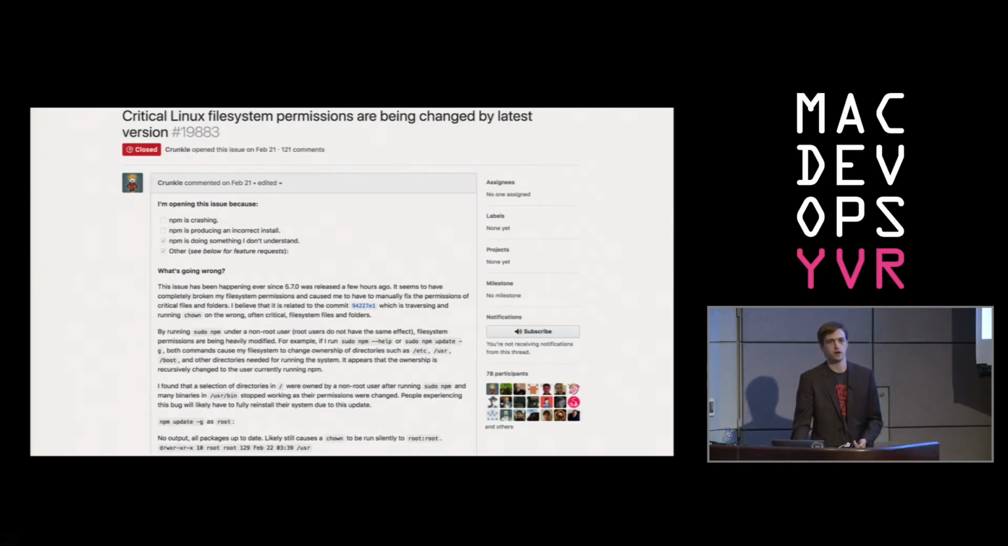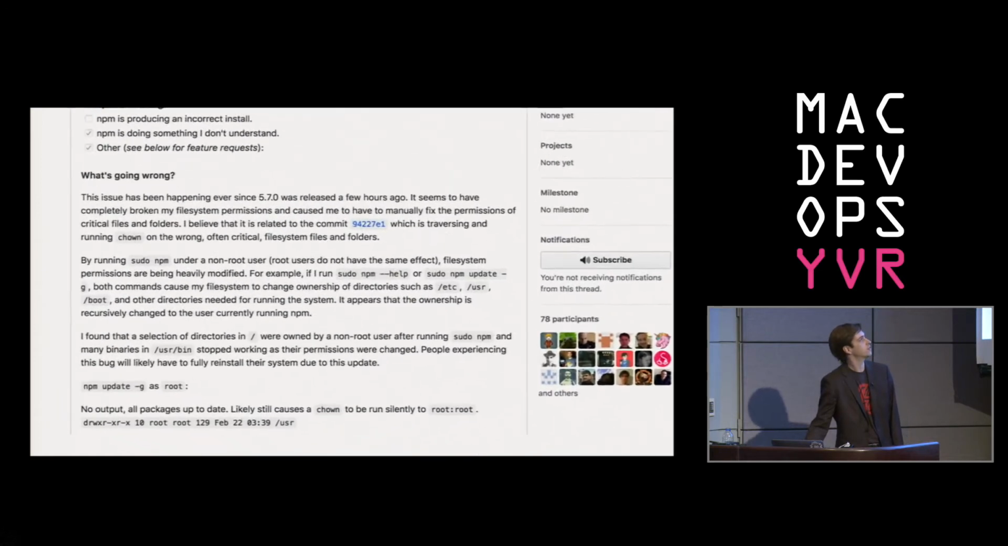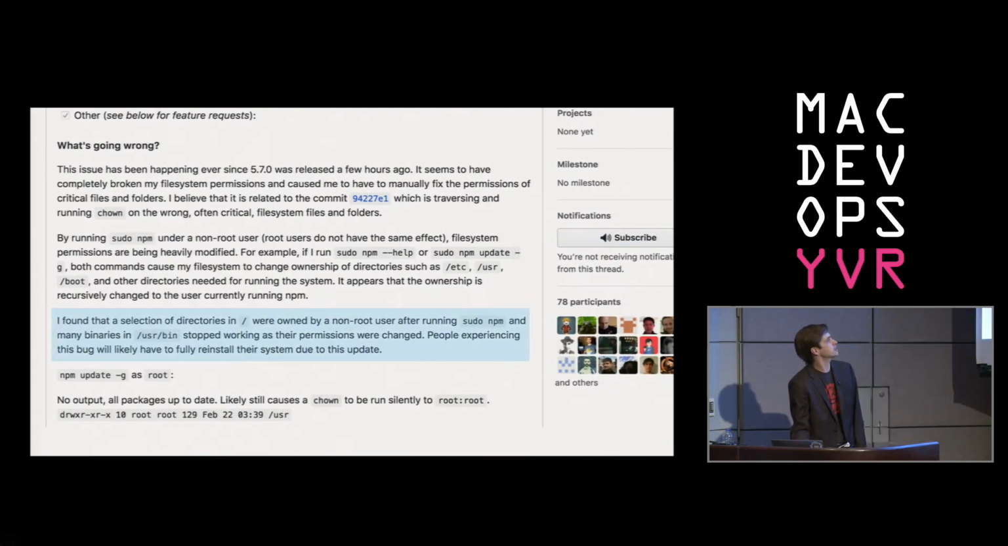So these LPMs are able to go and fetch packages for a given programming language library. On February 21st this year, less than 24 hours before that GitHub TLS-related issue I was describing, this issue was opened on the NPM project. This is part of the description. It says, I found that a selection of directories in / were owned by a non-root user after running sudo npm, and many binaries in /usr/bin stopped working as the permissions were changed. People experiencing this bug will likely have to fully reinstall their system due to this update. This was NPM 5.7.0.